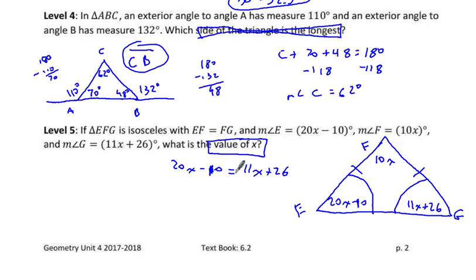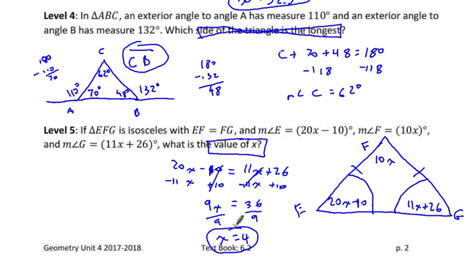At this point, we subtract 11x from both sides of the equation, and we will add 10 to both sides of the equation at the same time. So 36 equals 9x. Divide both sides of the equation by 9. X equals 4.